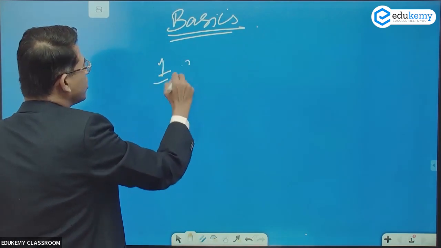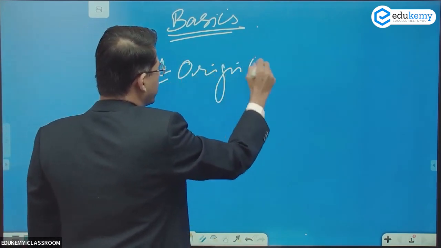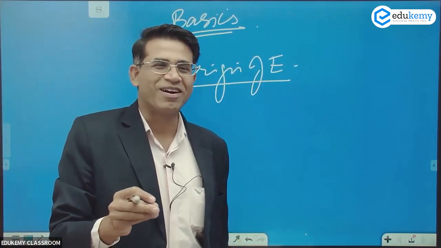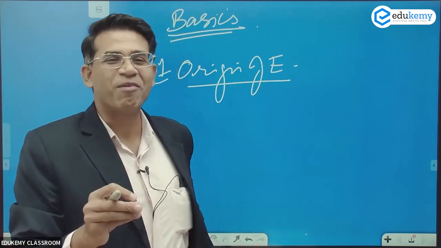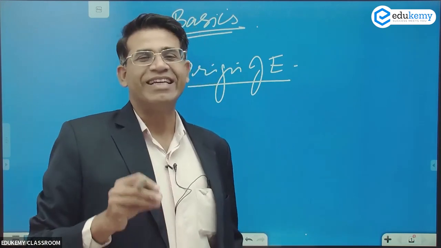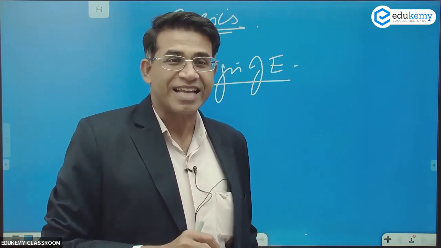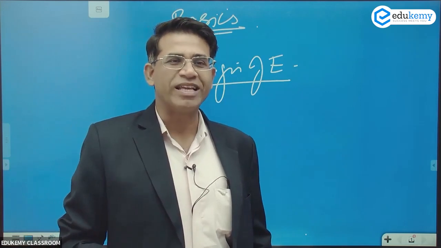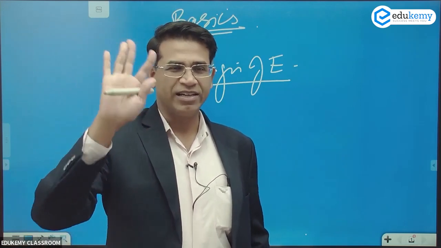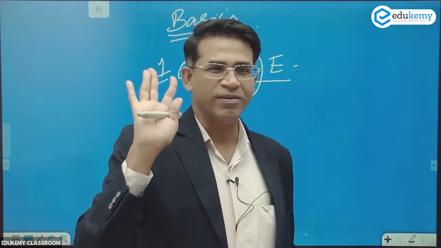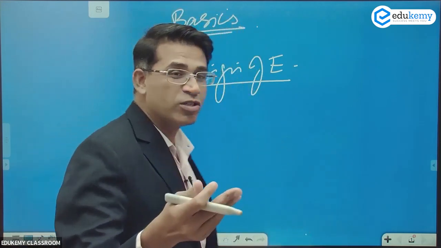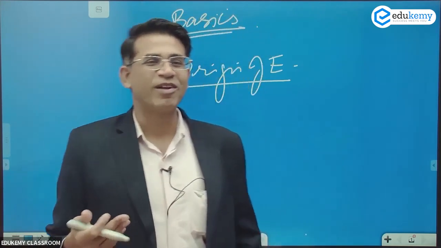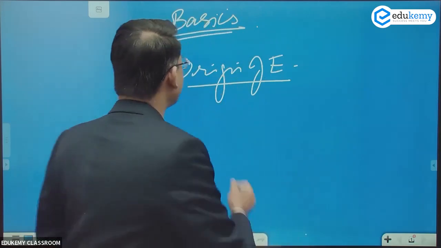Number one was the origin of Earth. You remember some of those names? Planetesimal model. We have the tidal theory, the interstellar dust hypothesis, the nebular theory, the supernova theory, and the Big Bang theory. Do you remember these terms? And which of those is more important for our understanding of Earth? Yes, nebular theory is more important.